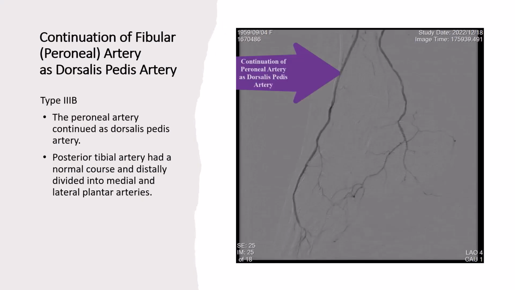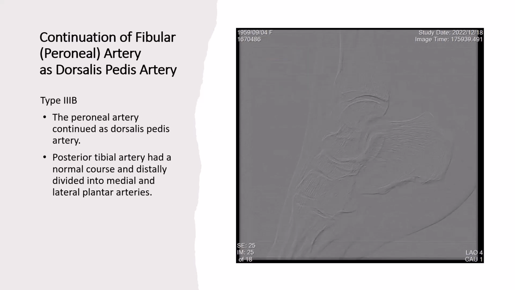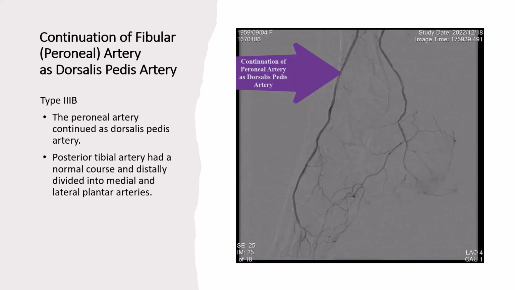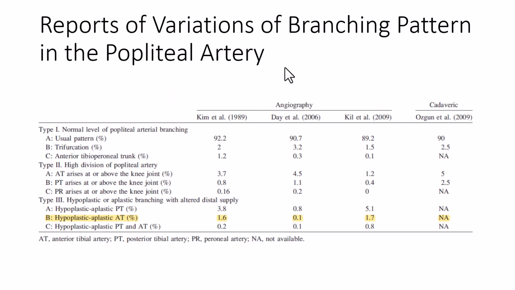As in type 3b, the peroneal artery continued as the dorsalis pedis artery. The posterior tibial artery had a normal course and distally divided into medial and lateral plantar arteries. You can watch the final. In this table, you can see reports of variations of branching pattern in the popliteal artery.